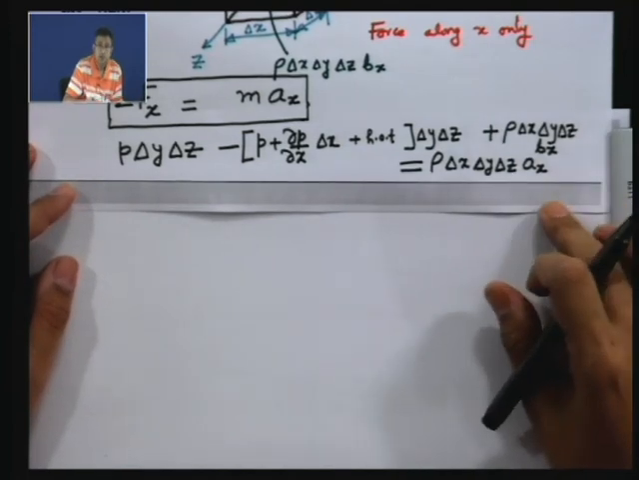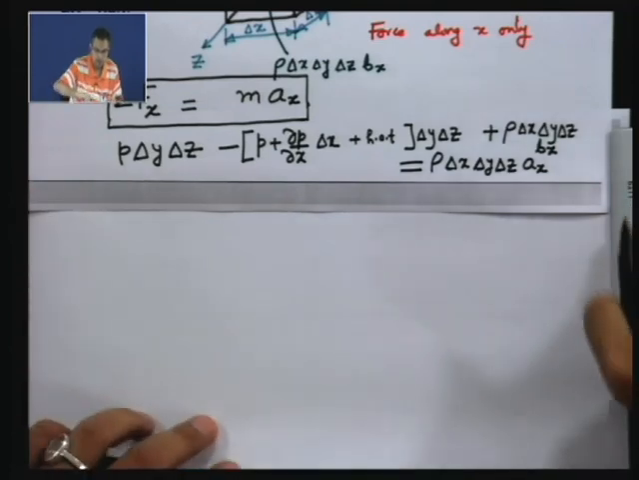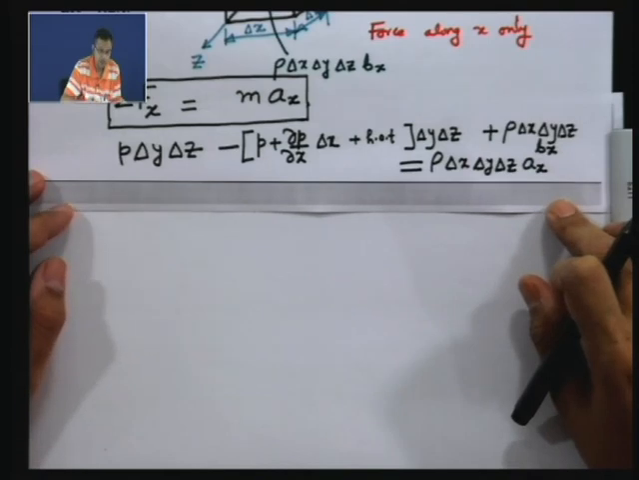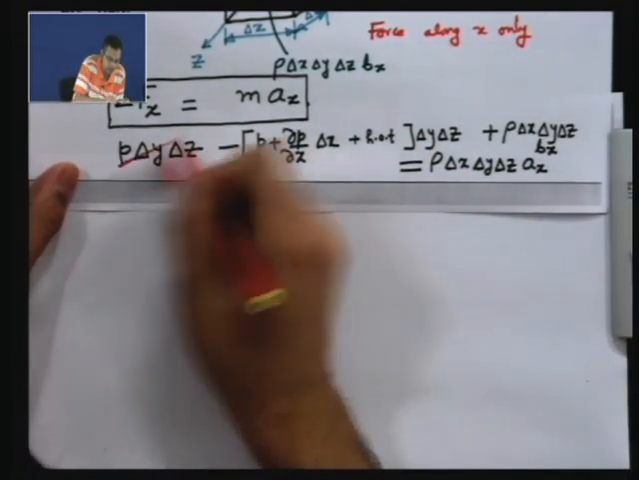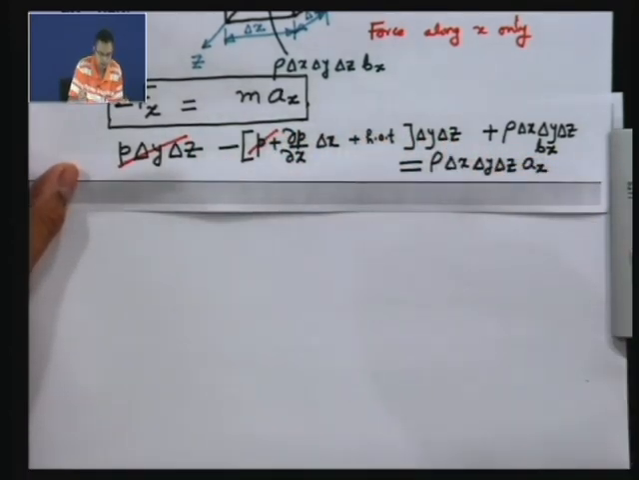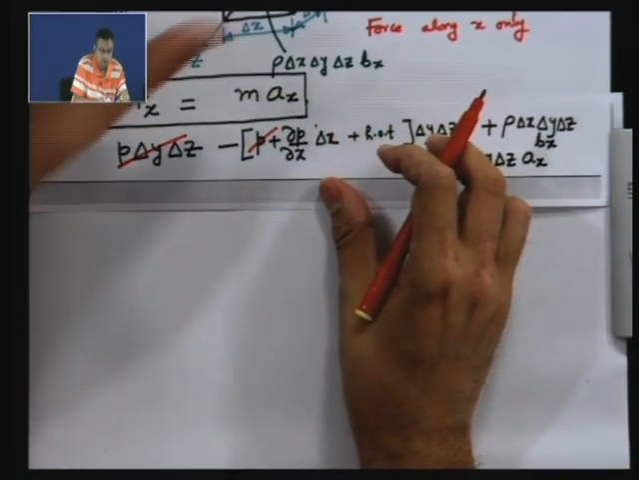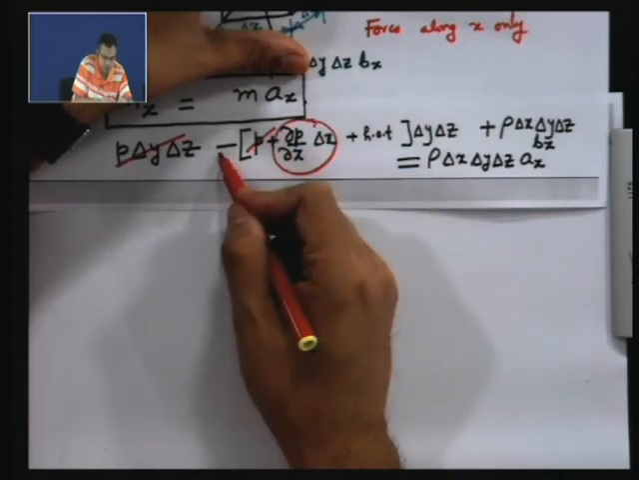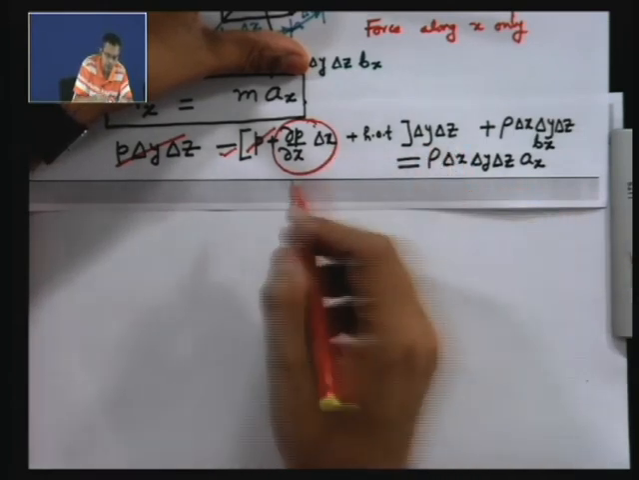So, we have a look into this equation, and what we see here is that this P into delta y into delta z gets cancelled with this P into delta y into delta z. So, what remains? If you look into this equation, you have minus del p del x into delta x into delta y into delta z.